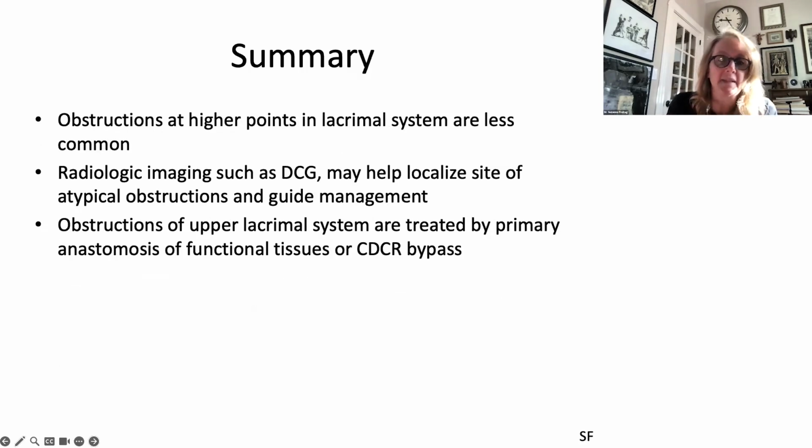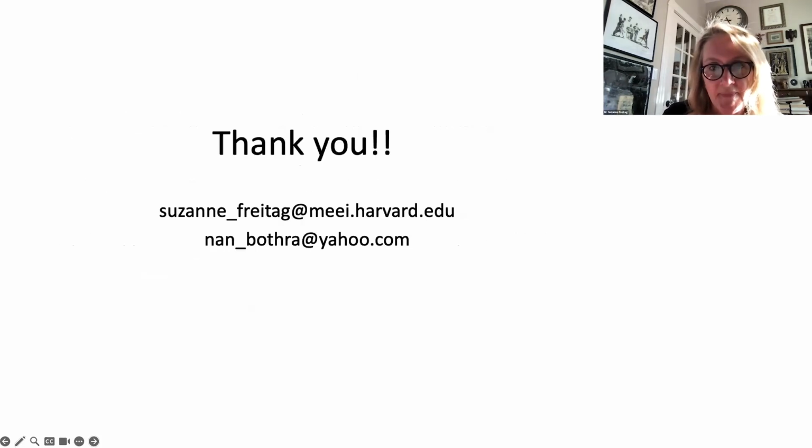Obstructions at higher points in the lacrimal system are less common. Radiologic imaging such as DCG can help localize the site of atypical obstructions and guide management. Obstructions of the upper lacrimal system are treated by primary anastomosis of functional tissues or by CDCR bypass. So that is the end of our presentation.